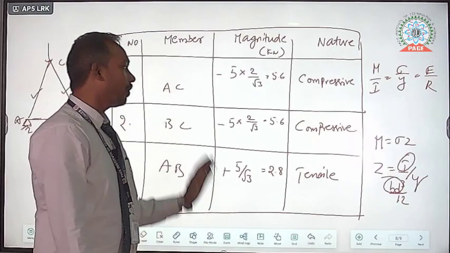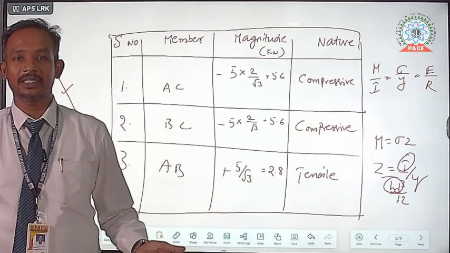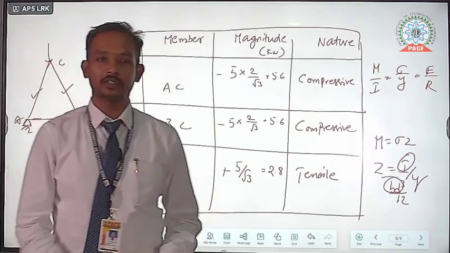So this is the topic we can see in the mechanics of materials course, how to analyze the truss by using the method of joints.